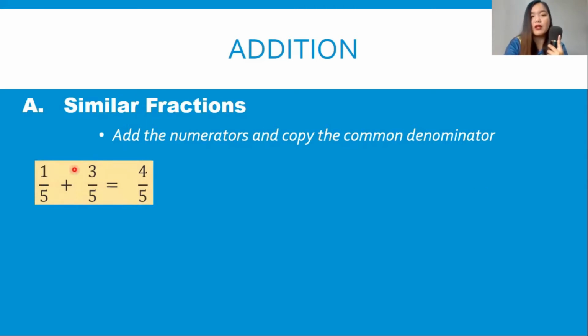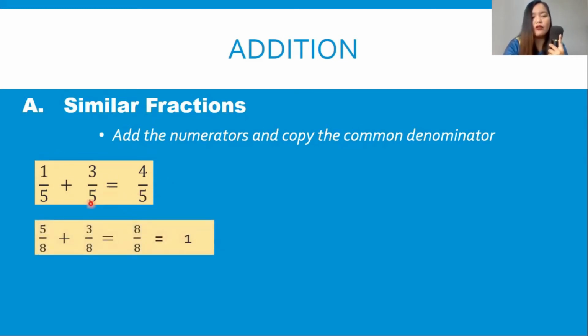That is very simple because if you take a look at the denominator, they are the same. So just copy the common denominator and add the numerators. 1 plus 3 equals 4. The next example is 5 over 8 plus 3 over 8. Since they are already similar fractions, copy the common denominator and add the numerators. So you have 8 over 8, and that is equal to 1. Take note, simplify your answer, because walang masama kung mag-simplify tayo.